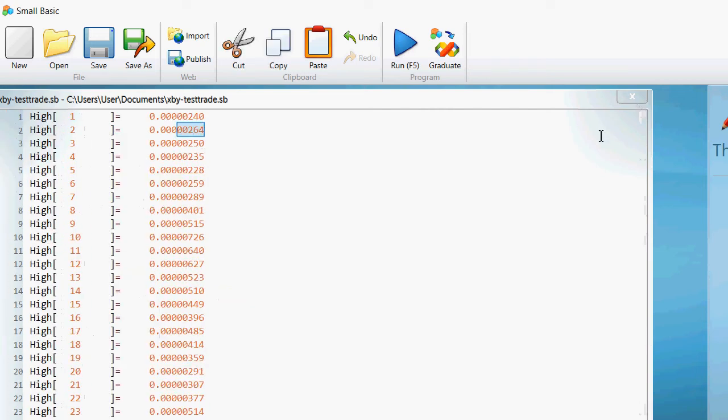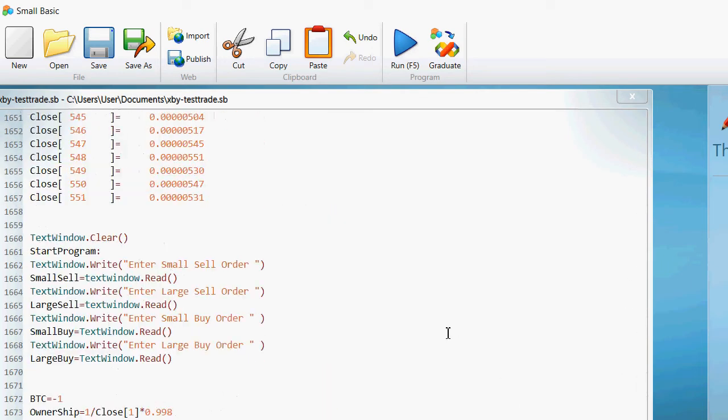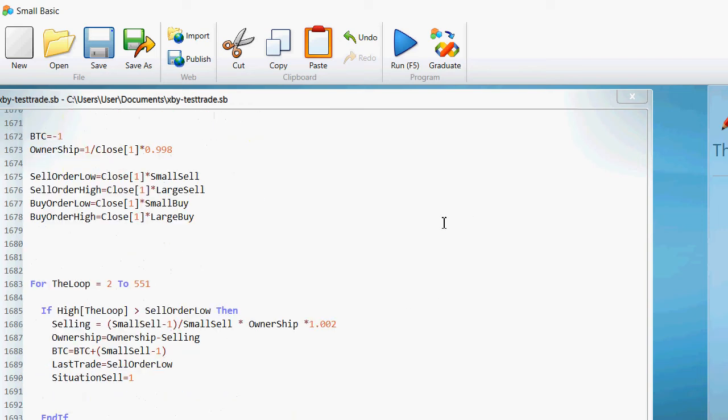So if 0.50264 happens to be greater than the sell order, let's go back to it, that means the highest price managed to get above what you had it on. That means you're going to trade it. So selling is equal to small sell minus 1. So if you put in, say, 1.2, that means that you're going to sell 0.2 worth of it. So small sell minus 1 is, say, 0.2. And then you divide it by the small sell.